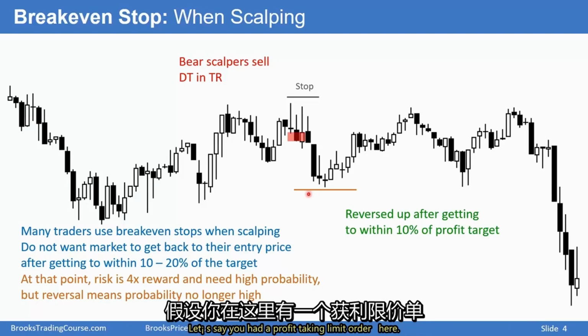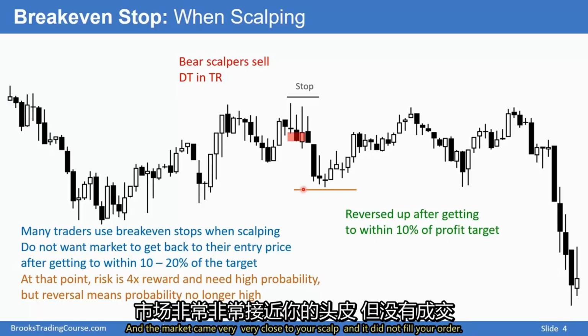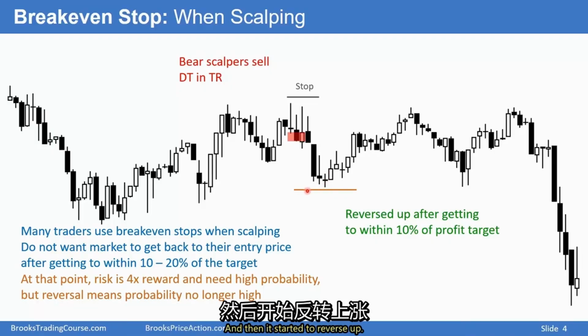And let's say you had a profit-taking limit order right here. You made some calculation that this was a good location to exit with a scalp, and the market came very, very close to your scalp, and it did not fill your order. And then it started to reverse up. What do?